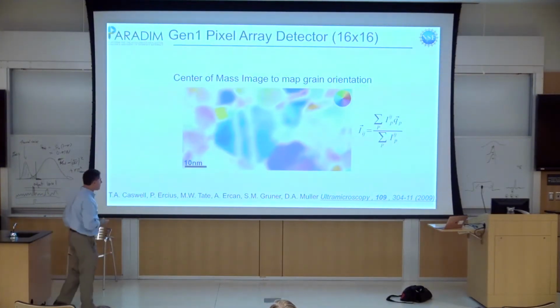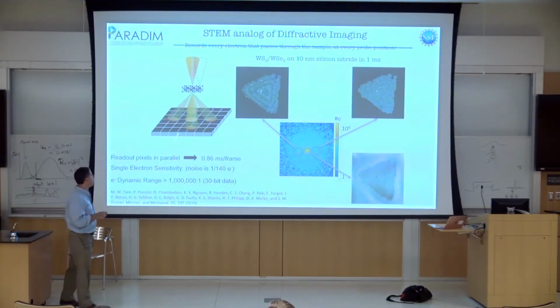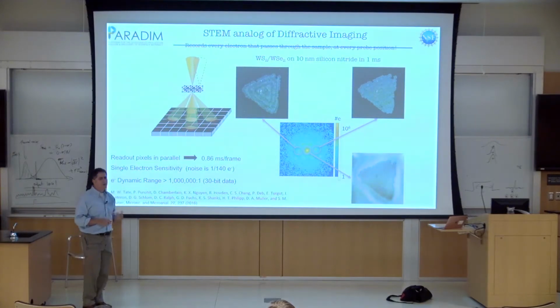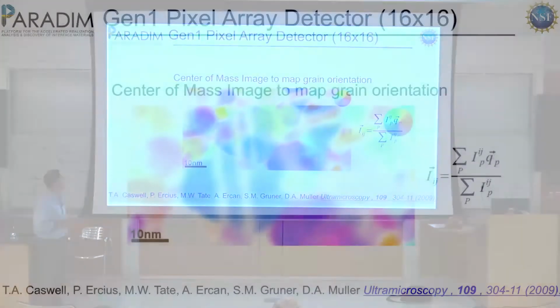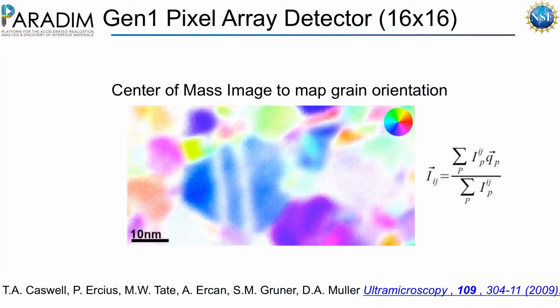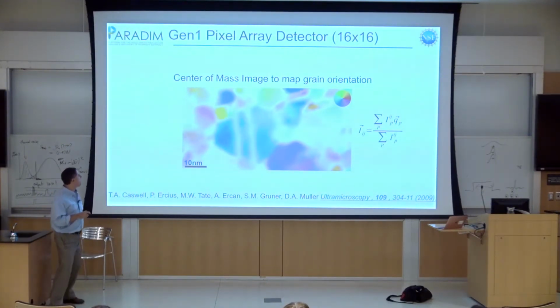The idea of using these diffraction patterns and one of these kinds of detectors to get diffraction information, we started working on about a decade ago. Our first detector was 16 by 16 pixels, and it didn't have enough dynamic range, but it worked on our baby microscope, and we used the center of mass to calculate grain orientation.